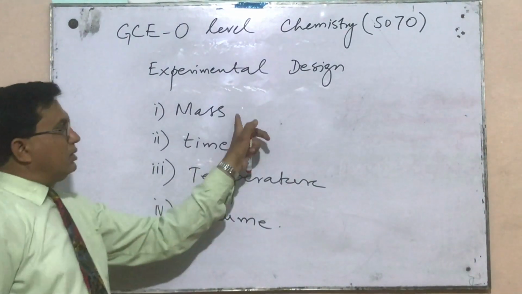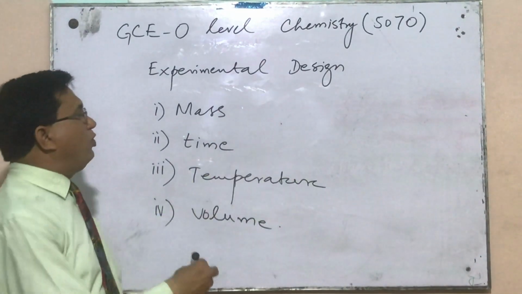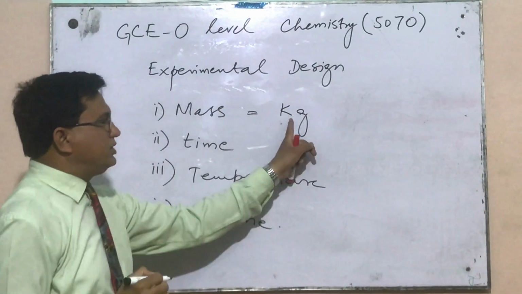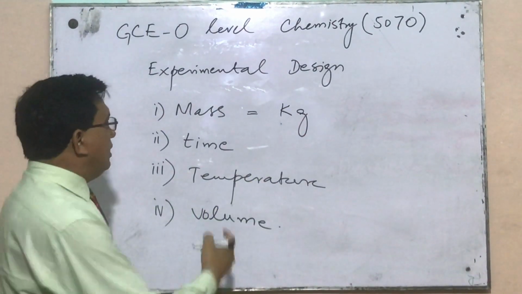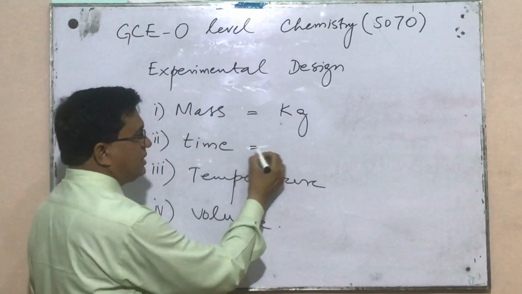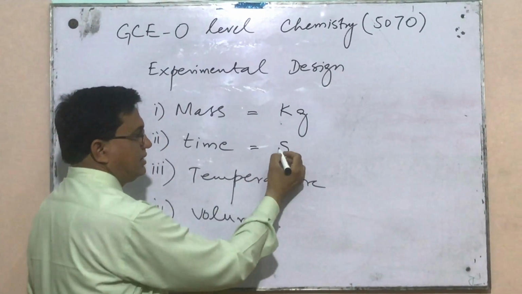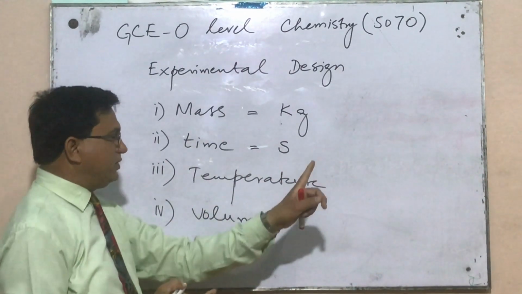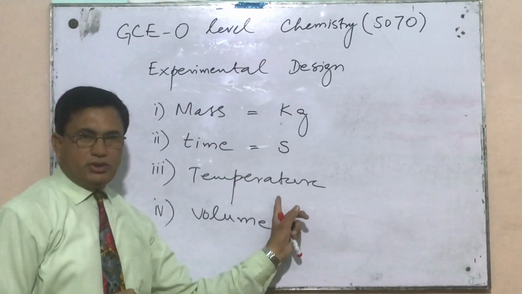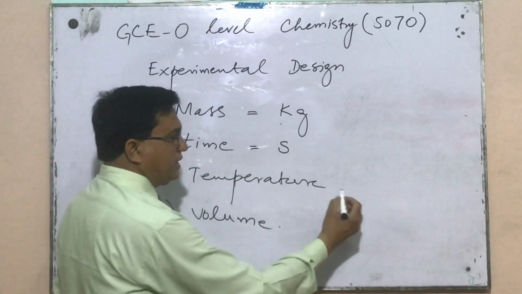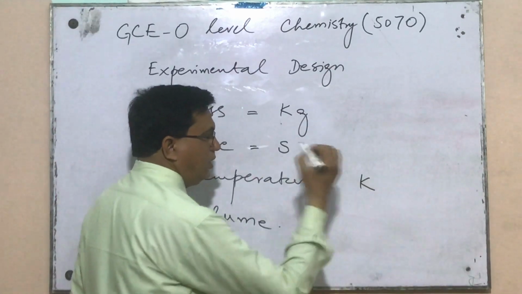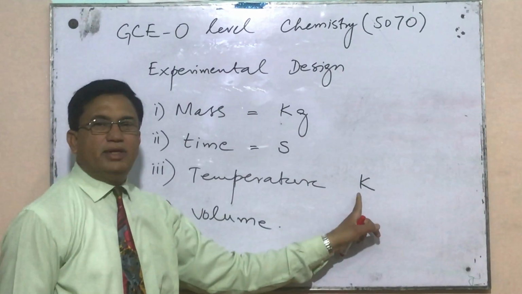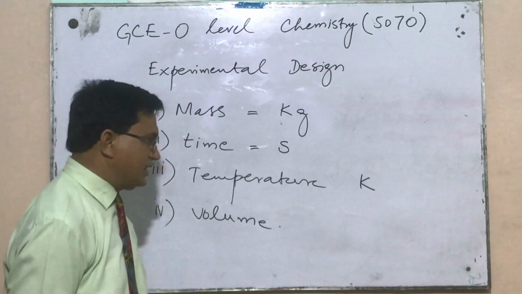Now, the SI unit for mass is kg, kilogram. The SI unit for time is second, small s. Small s is not capital because capital S represents the sulfur symbol. Similarly, the SI unit of temperature is Kelvin, represented as K. This is a derived unit, that's why no degree sign is used in this case.